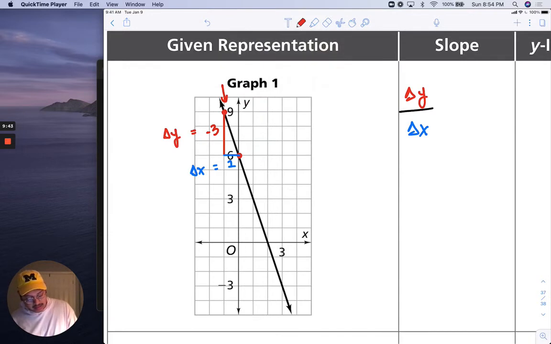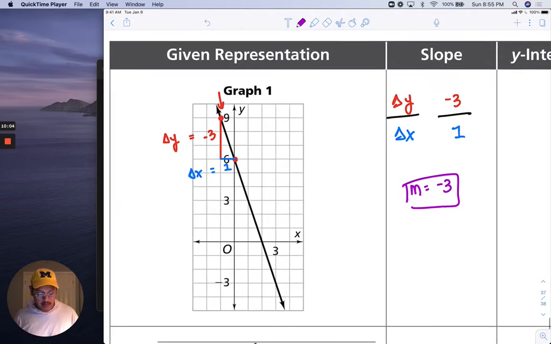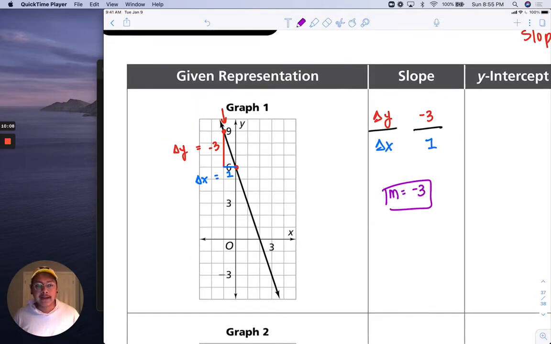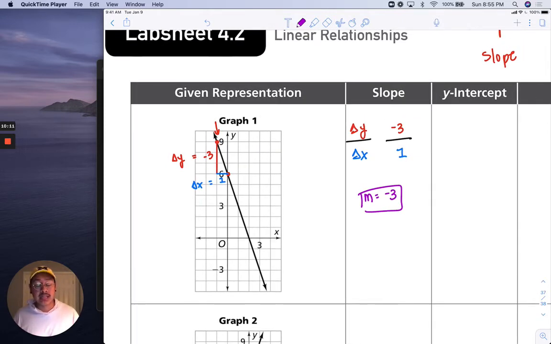We said that my change in y is -3, my change in x is 1, so my ratio is -3 over 1. Can we simplify this? Yes, we can. So my slope, remember my slope is m, is just -3. All right, now we need to find the y-intercept. Well, remember the definition of our y-intercept is where does the line cross the y-axis, and that just so happens to be here at the point 0, 6. There's really not much work to show there other than locating it on the graph.